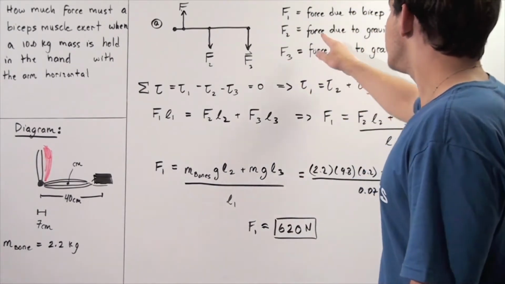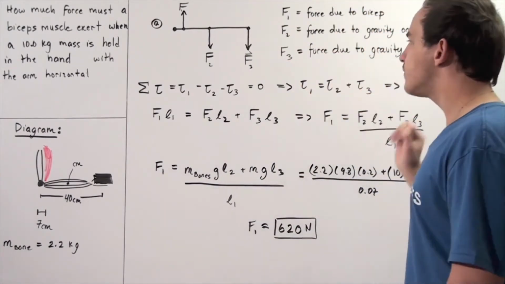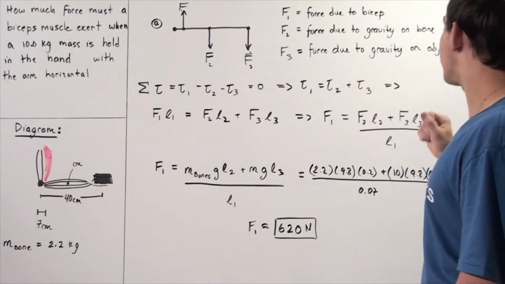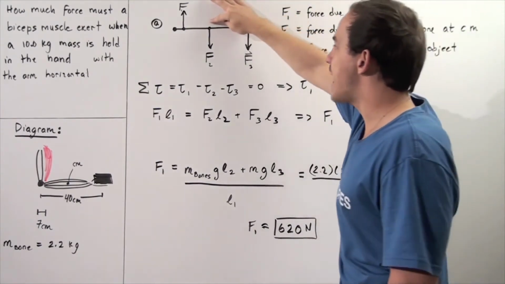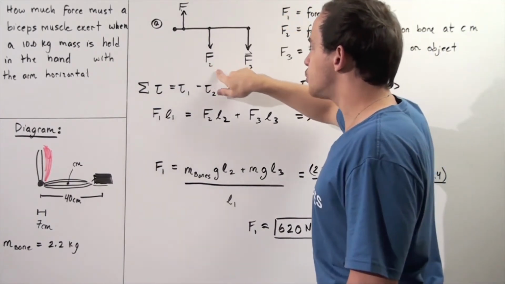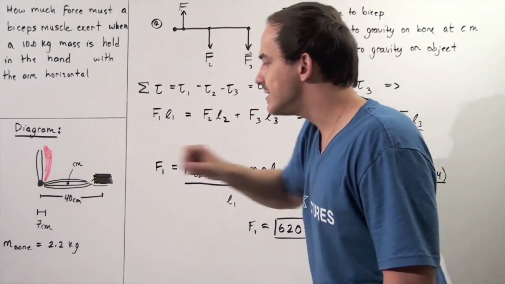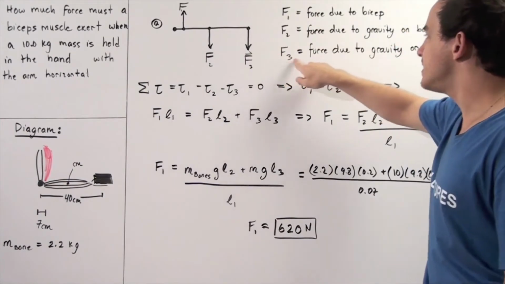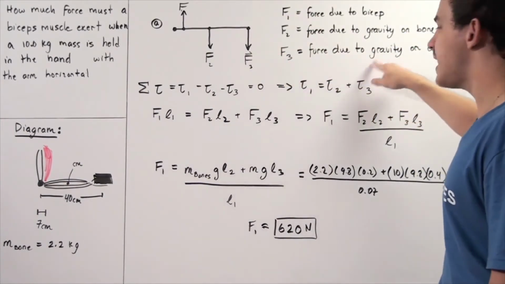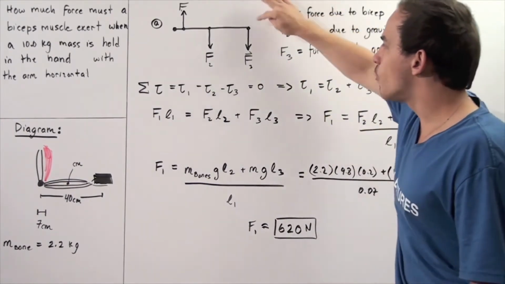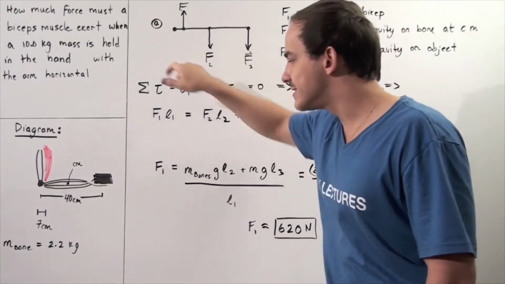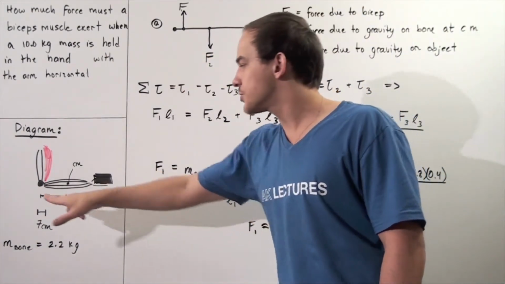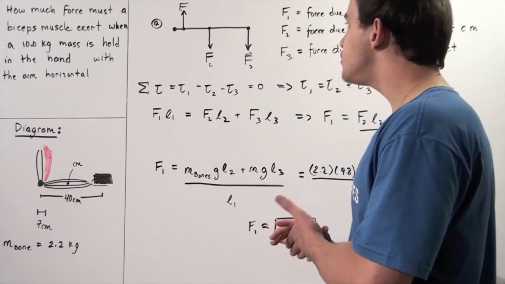Now, force 2 is the force due to gravity acting on the entire bone section at the center of mass. And the distance from force 2 to the axis of rotation is 0.2 meters. Now finally, force 3 is simply the force due to gravity acting on the object, and force 3 is found a distance of 0.4 meters from the axis of rotation.